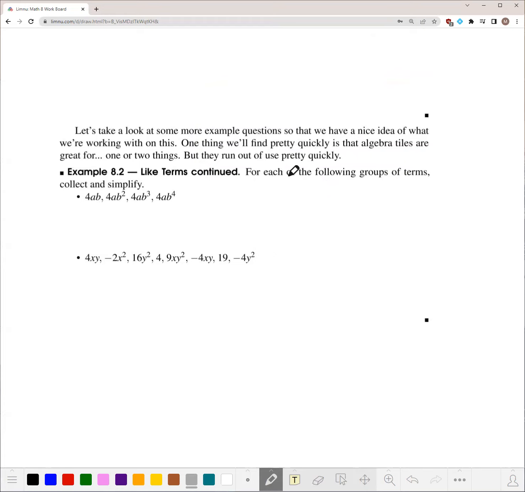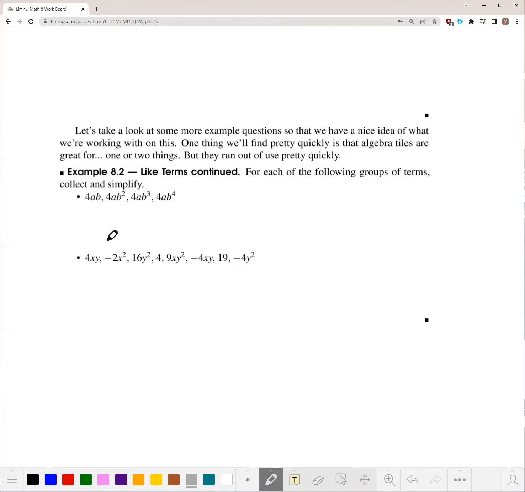Okay, let us see which of these are like terms. What I'm going to do is look for terms that have the same exponents and variables. So with this one, hold on a second. Well, they all have the coefficient 4. They've all got this a, but we've got b to the power of 1, then 2, then 3, then 4. So this is something that you might see.